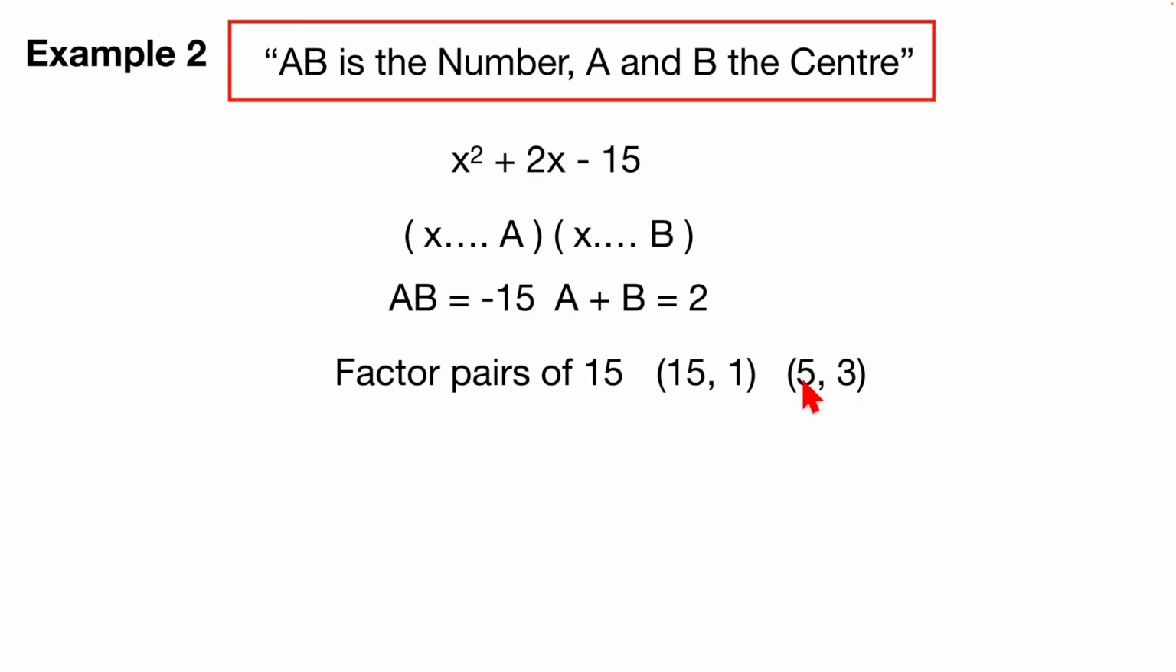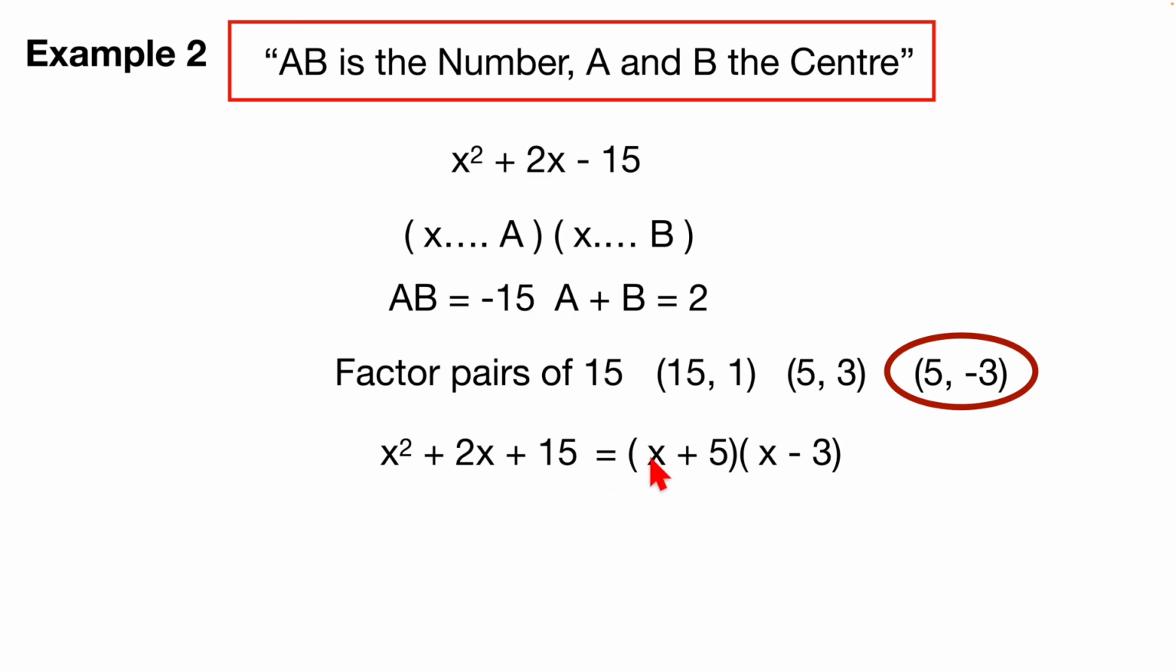So if I make one of these negative, can I get them to add up to 2? Well, in this case, I'm going to keep the positive 5. I'm going to make the 3 negative. 5 times minus 3, that's going to multiply to minus 15. 5 minus 3 is 2. These are our numbers, and we know, therefore, x squared plus 2x minus 15, that should be a minus, equals x plus 5 times x minus 3. Apologies for that, that should be a minus. But that's our answer. Thank you very much.